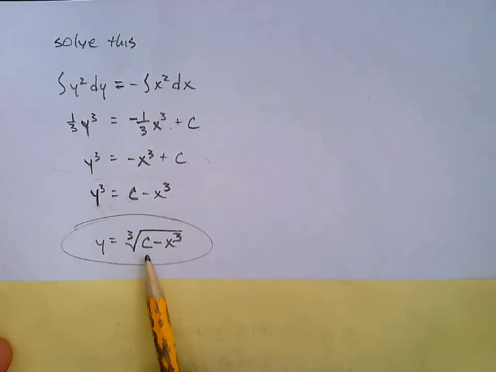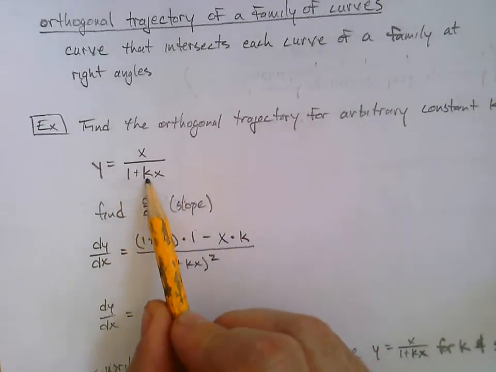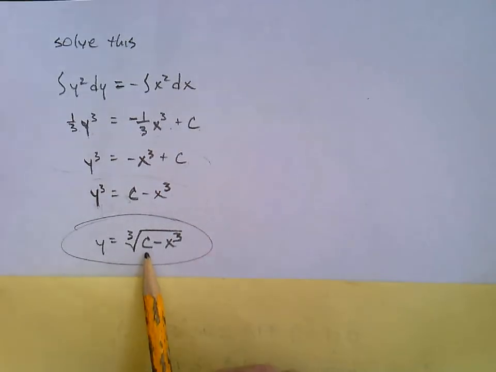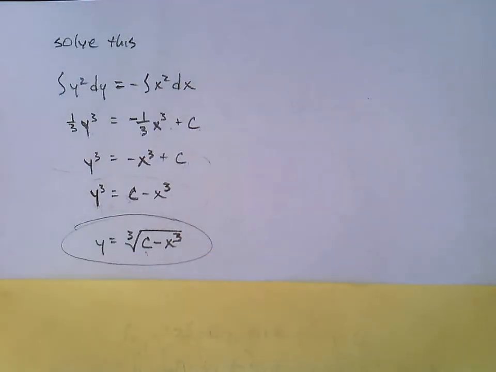and it will always be perpendicular to our original family. No matter what you pick for k, no matter what you pick for c, they're always going to be perpendicular where they cross, where they intersect. Okay, we're going to do a Desmos of that and a couple other things in the next video.